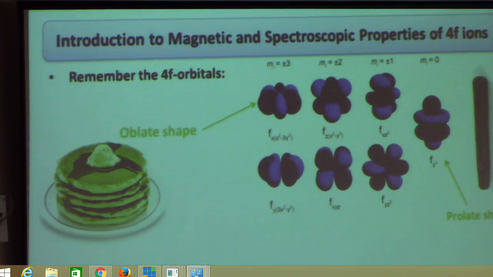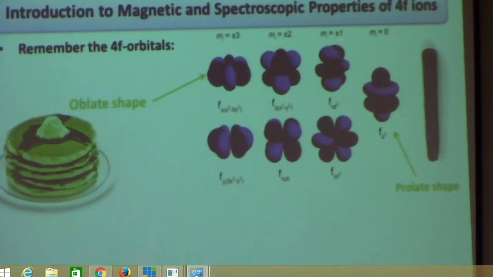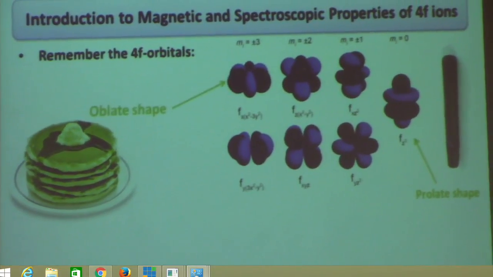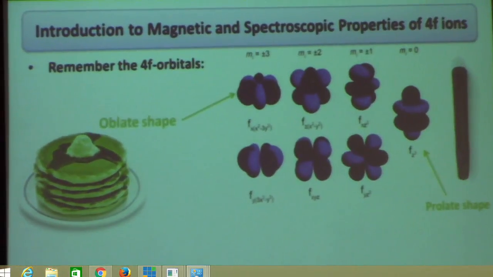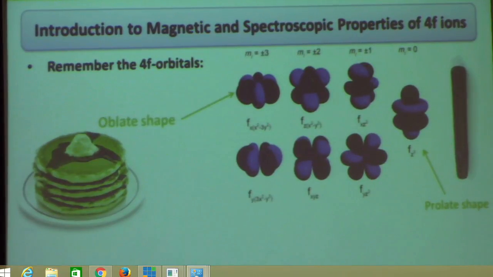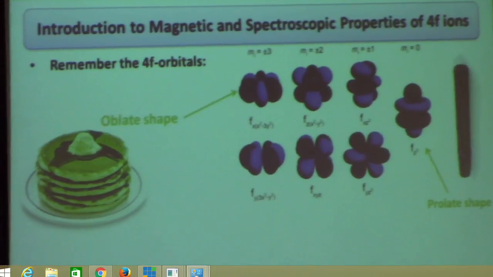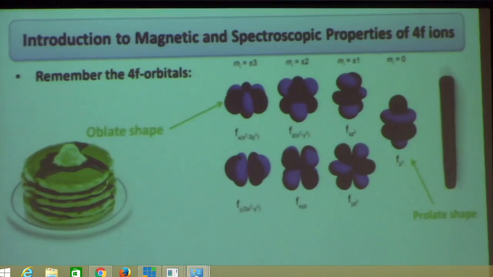You will hear me talk about these quite a lot. If you go away and read the literature in this area, you will see these terms used quite frequently. So if we take this orbital here, this is the fx(x²−3y²). This orbital stretches out into the xy plane, and for that reason it is said to be oblate in shape. If you want a more common analogy, it's a little bit like a pancake. You start with a sphere and you squash it, it stretches out in this direction like that. That is said to be oblate, without the cream.